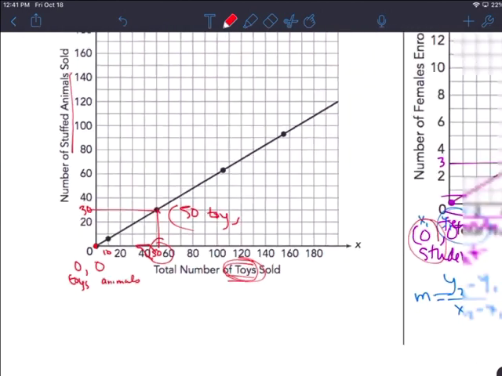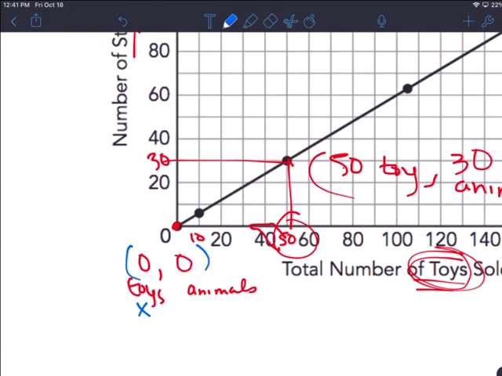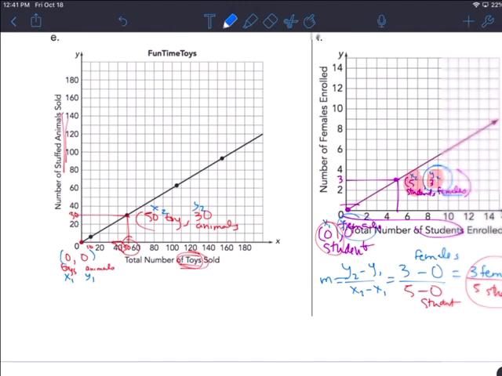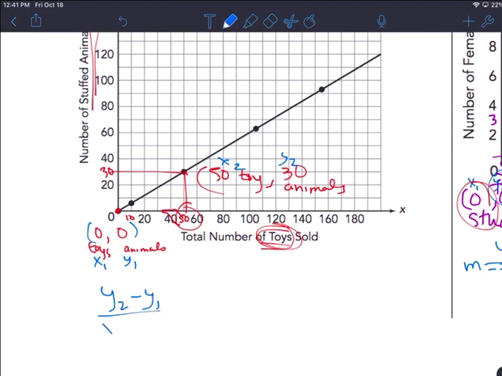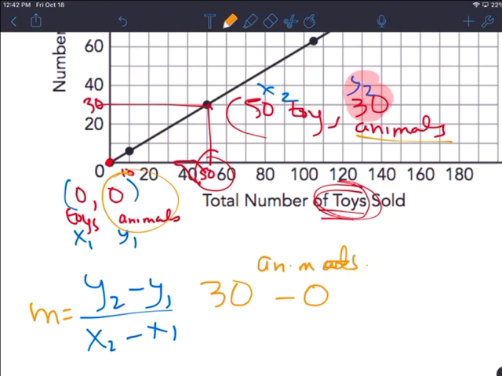For 30 stuffed animals, right? 30 animals. Okay, so this is your first one, so x sub 1, y sub 1. X sub 2, y sub 2. Okay, so you got y sub 2 minus y sub 1 over x sub 2 minus x sub 1. Y sub 2 is 30. M equals 30 what? 30 stuffed animals, and minus 0 animals, over how many toys? 50 toys minus 0 toys.